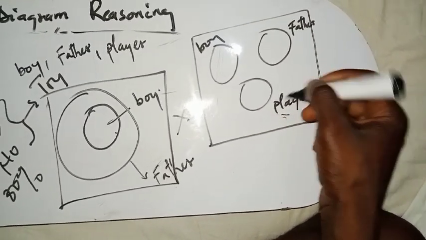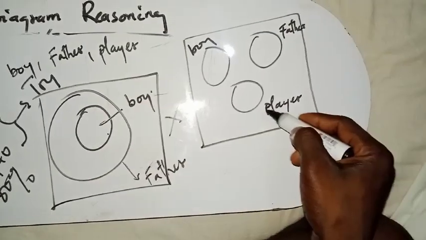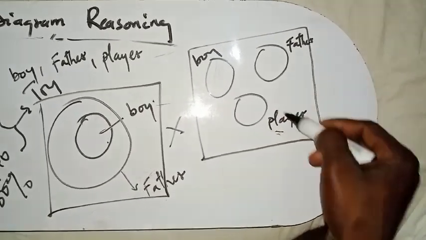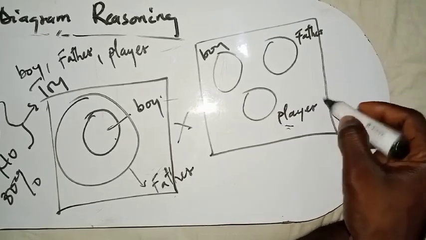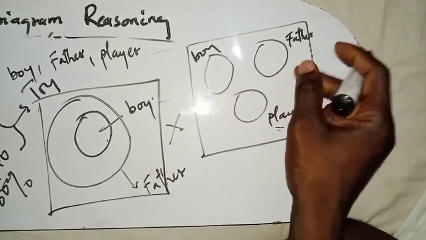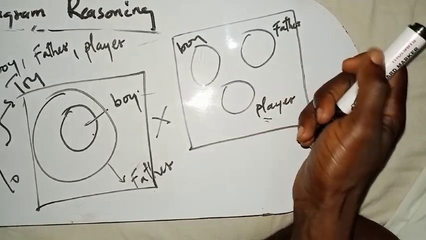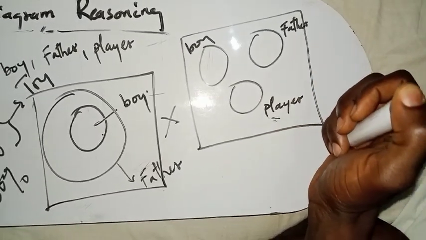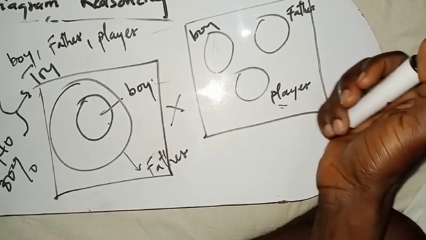It makes sense because not every boy can be a player, neither are all fathers players. Is that okay? So this is how your Venn diagram shape should look. That is the concept behind the logical reasoning of using a Venn diagram to represent the shapes.